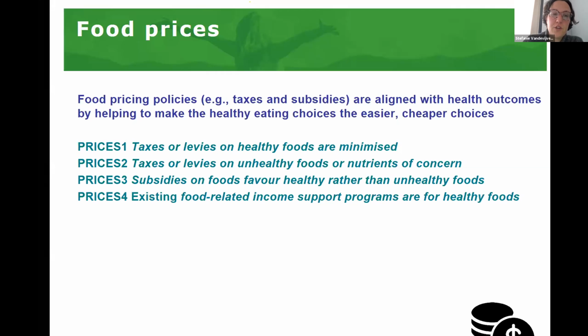The third indicator is looking at the intent of existing subsidies for foods in countries and whether they are for healthy rather than unhealthy foods. So it's looking at if there are subsidies, do they favor healthy rather than unhealthy foods? So it's not necessarily looking at how many subsidies there are, or for example, some countries may also decide to exclude this indicator if it's not applicable. And then the last one is looking at whether food-related income support programs do favor healthy foods.